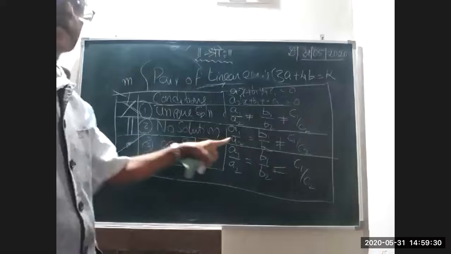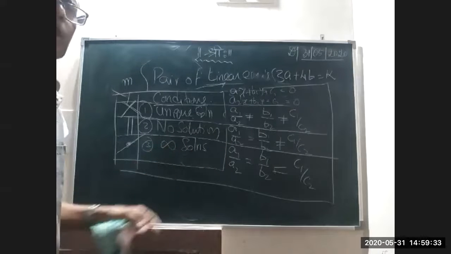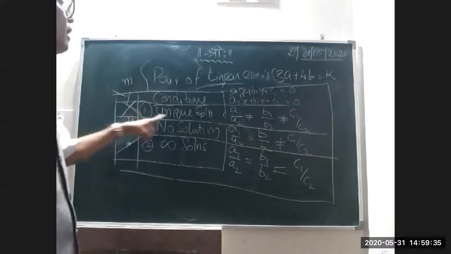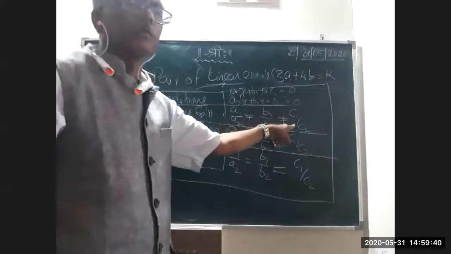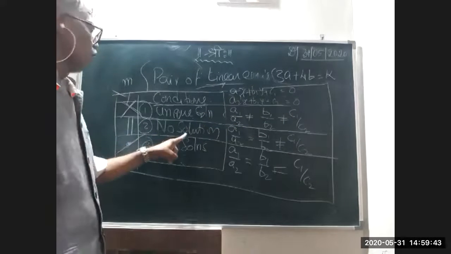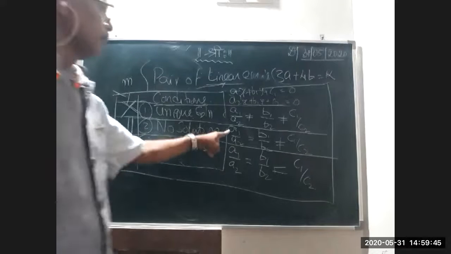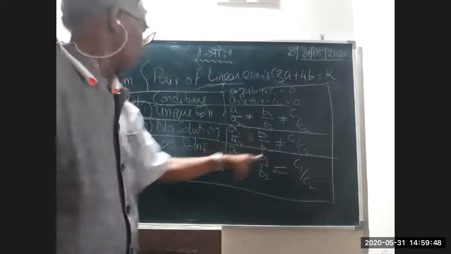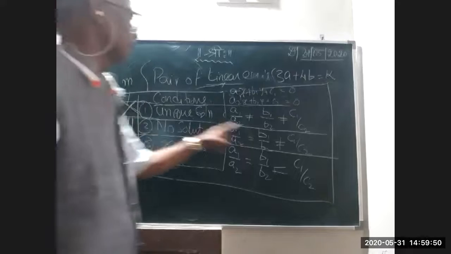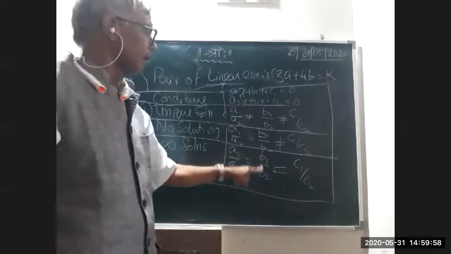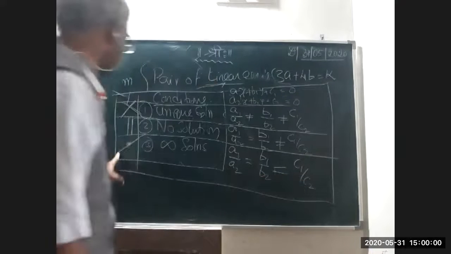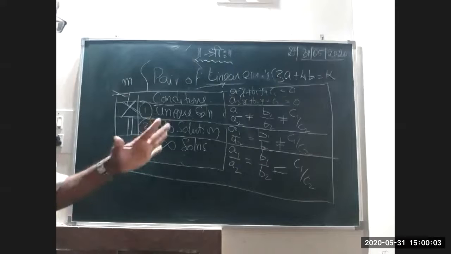So please do understand the tabular column. What did I say here? For a unique solution, a1 by a2 is not equal to b1 by b2. When you have no solution, a1 by a2 is equal to b1 by b2, which I call parallelism, and is not equal to c1 by c2. In infinite solutions, a1 by a2 is equal to b1 by b2 is equal to c1 by c2, because they are coincident, they are collinear. You understood now? Now coming back to our problem.